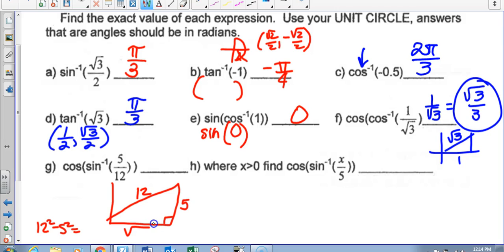Yeah. You all right, Josh? So we end up with square root of 119. So what's the cosine? Okay. That was doable. Kind of painful, but doable.